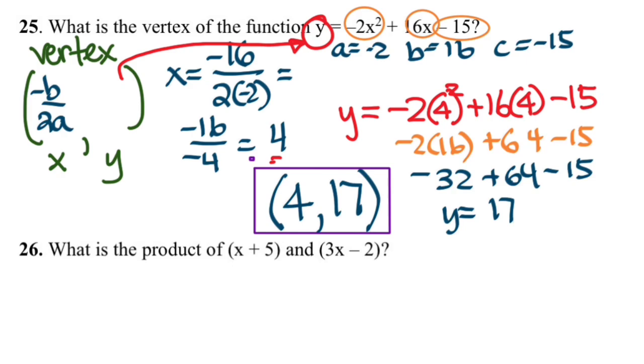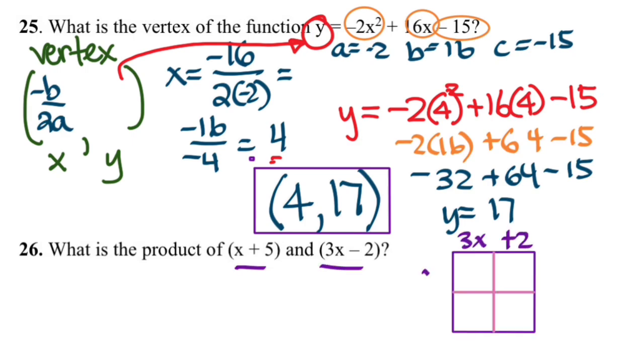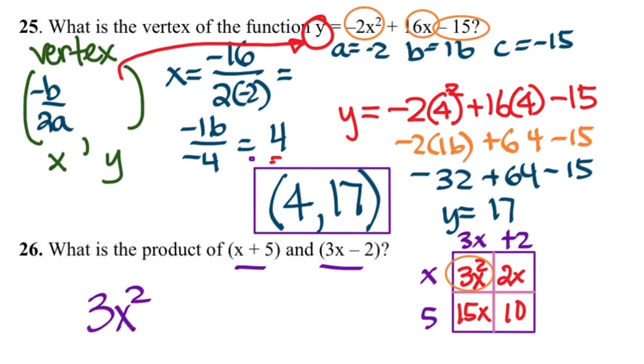26 asks for the product of a binomial times a binomial, x plus 5 and 3x minus 2. So I'm going to go ahead and use the box method for this and multiply the two sides together. And then I combine my like terms.